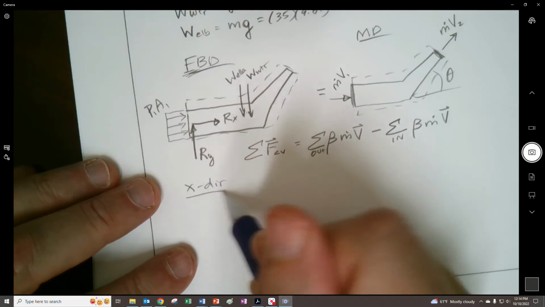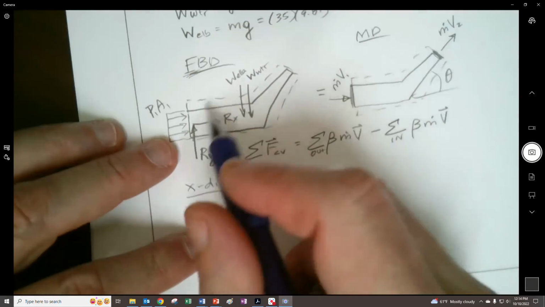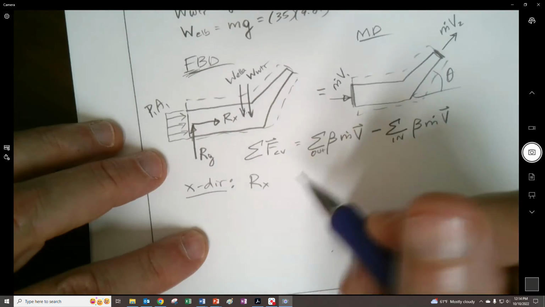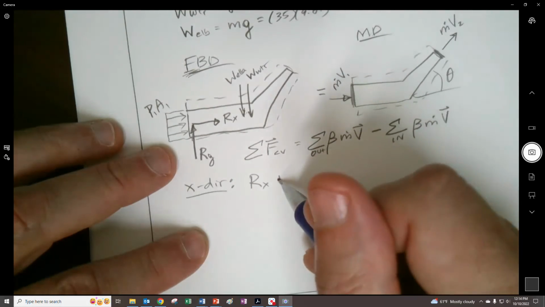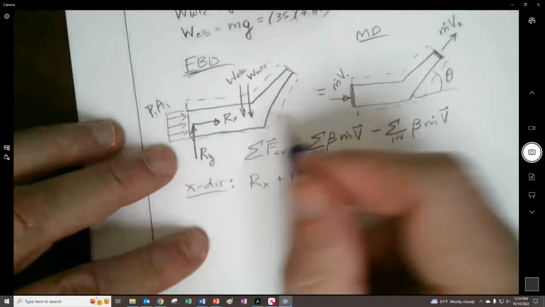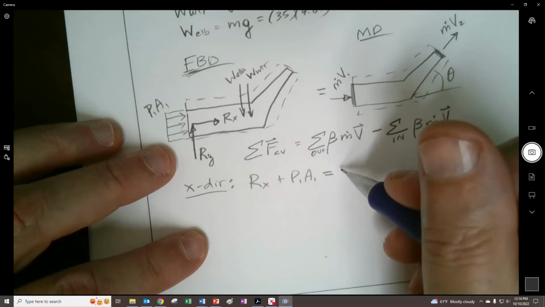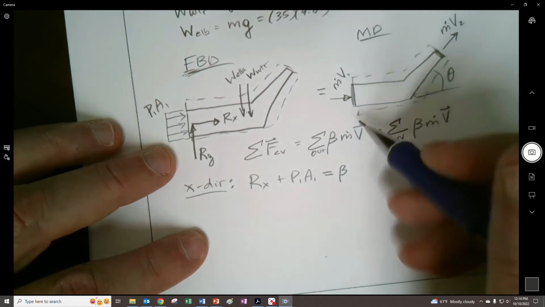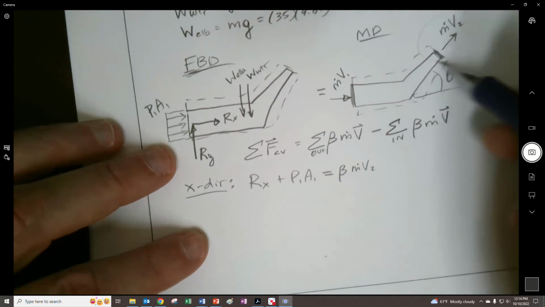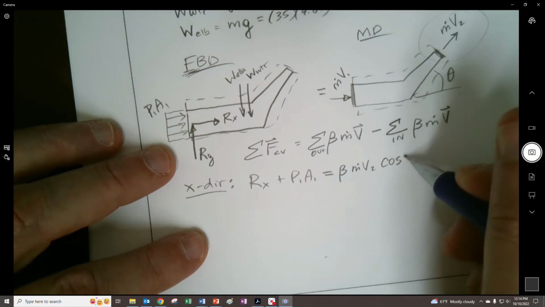So we get the x direction. The forces acting onto this: I have Rx, which is what I want to find, plus P1A1. They're in a positive direction. Nothing else in the horizontal direction acting onto this. I'm going to have beta times m dot times V2, because that's the outlet right there, but in the x direction it's only times the cosine of theta.